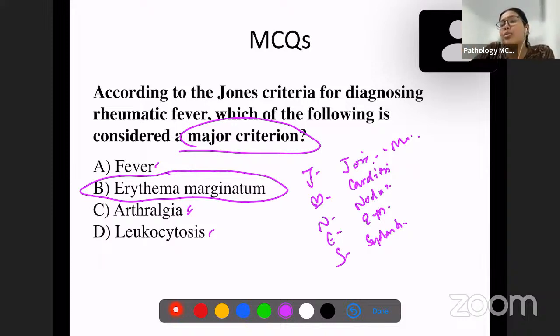When will you diagnose with only 2 minor criteria? When you can find a streptococcal infection. If it is confirmed, then you can diagnose rheumatic fever with only 2 minor criteria.